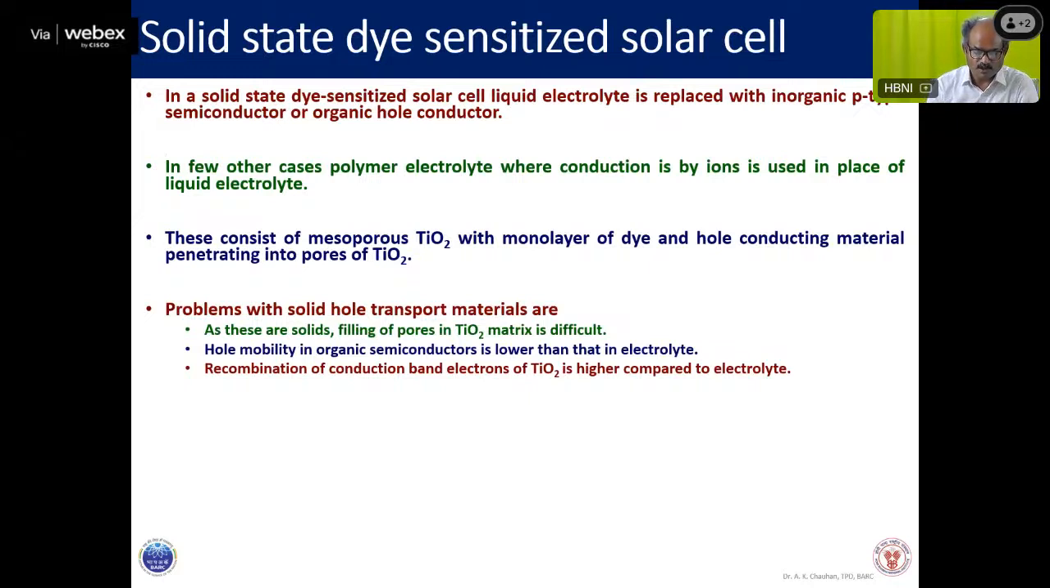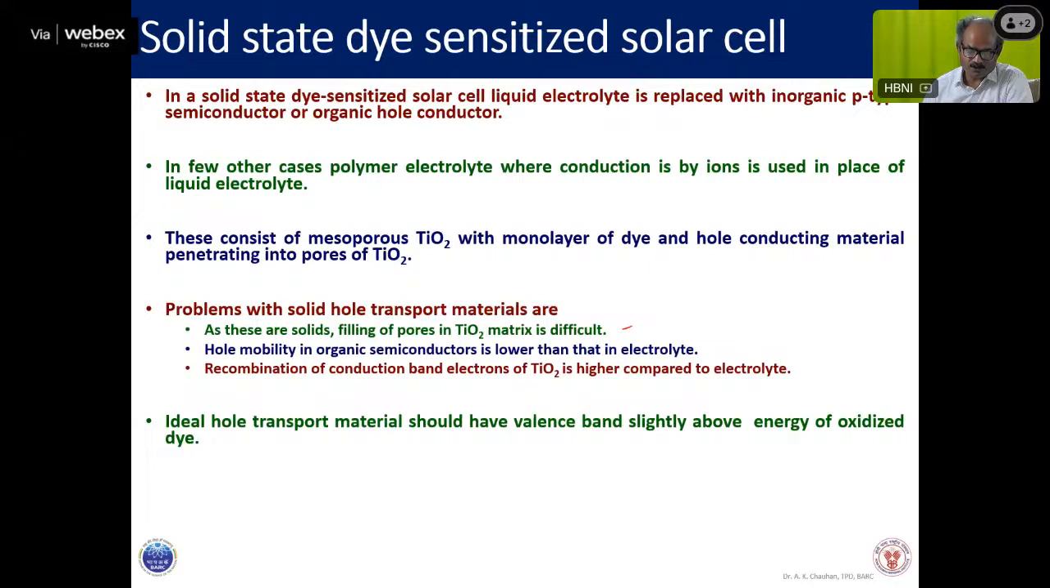So what are these problems? As these are solid, filling of the pores in the TiO2 matrix is difficult, as I already said. Hole mobility in organic semiconductors is lower than that in the electrolyte. And recombination of conduction band electrons of TiO2 is higher compared to the electrolyte.